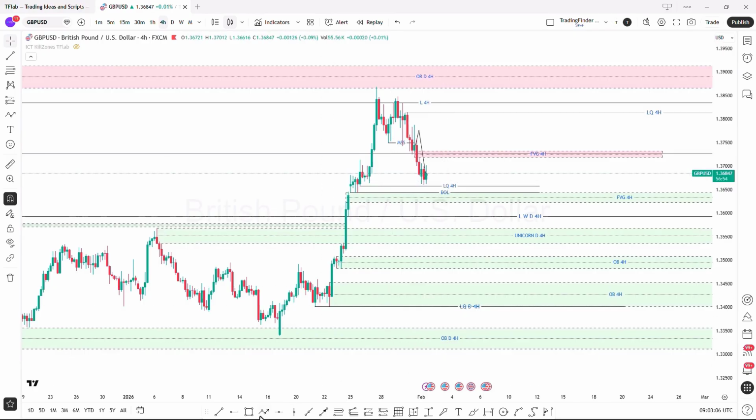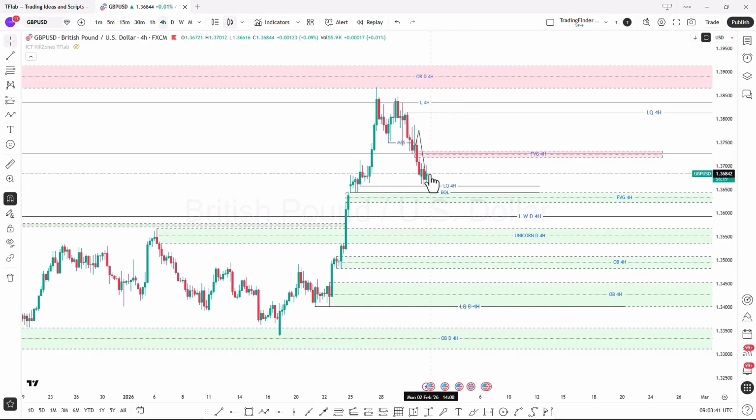Also, if the price moves upward, it could collect buy-side liquidity and enter the FVG area at the 1.3719 level. From this point, we can look for a trading strategy for a sell position targeting the 1.3632 level. And if it enters the 150% FVG zone, from this area, we can also look for a buy position in the market.